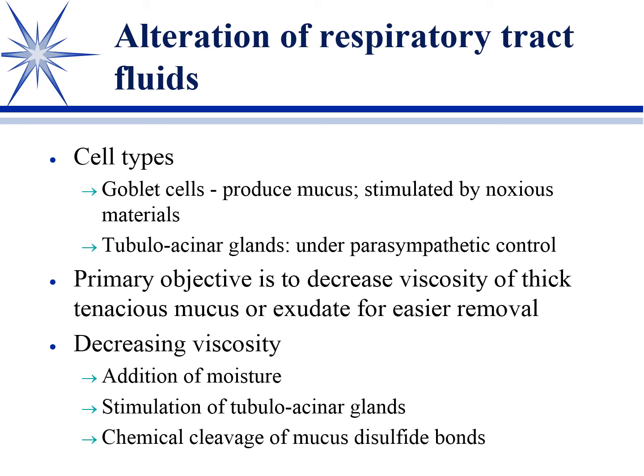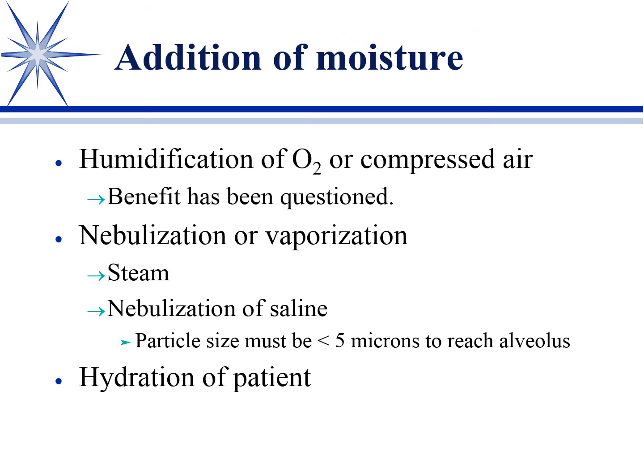So what can we do to change that? We can add moisture directly. We can stimulate the tubulo-acinar gland, so we switch to that thin, watery secretion instead of the mucus. Or if the mucus is already there, we can chemically cleave it at its disulfide bonds to make it thinner. All right, adding moisture actually is probably the best thing to do. It's the simplest, and it's not as elegant as, say, using an expectorant, but it's probably the thing that works best. All right, now we can do this with steam.